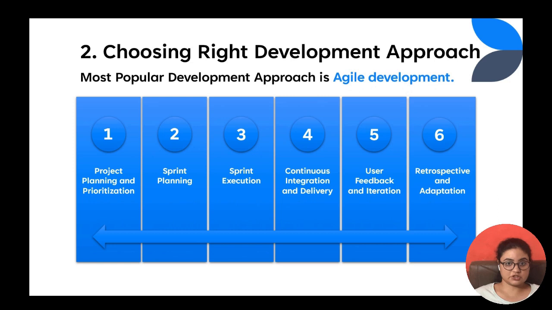The first step is project planning and prioritization. The second is sprint planning. The third is sprint execution. The fourth is continuous integration and delivery. The fifth is user feedback and iteration. The sixth is retrospection and adaptation. For project planning, you can use a lot of tools like Jira, Asana, or Trello.